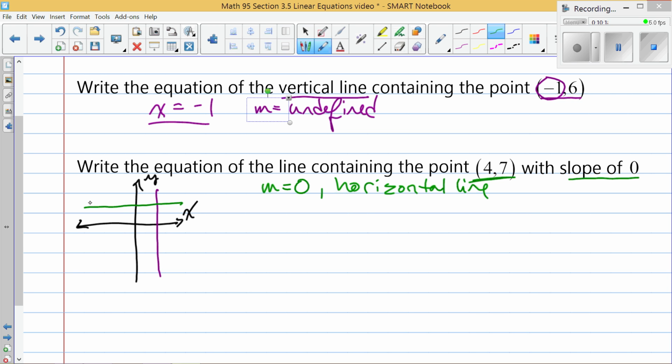And if that y value is always the same, I can look at my ordered pair and pick out the y value that I have. Let me try to make that a little bit better. There we go. So for us, y is going to equal 7.